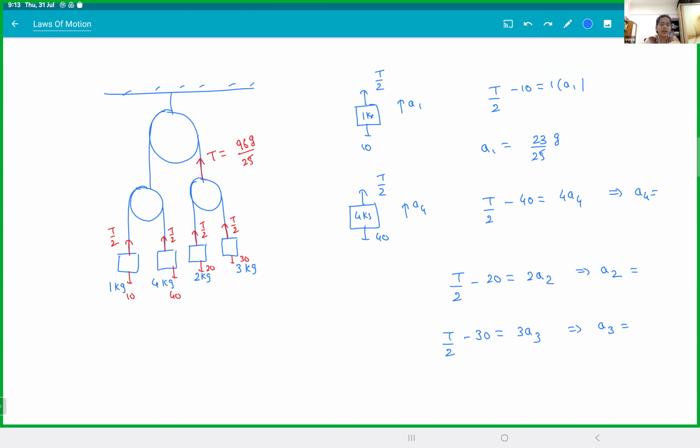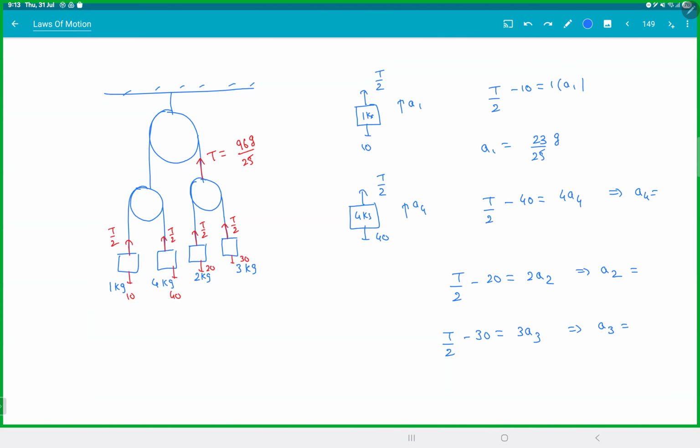Pulleys are also accelerating, but why do I care? Now see, if I ask about this block, what are the forces on it? I have T by 2 up and mg down. Are there any other forces? So why do I care? Net force on the body is equal to mass into acceleration of the body in the ground frame. It's already taken care of.